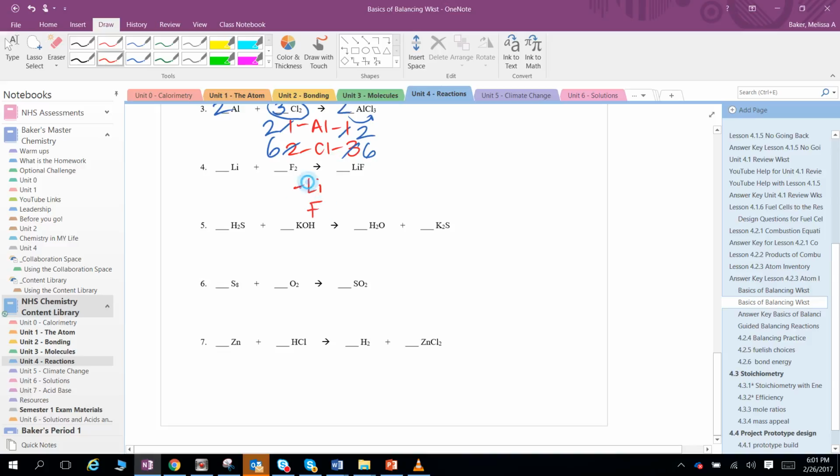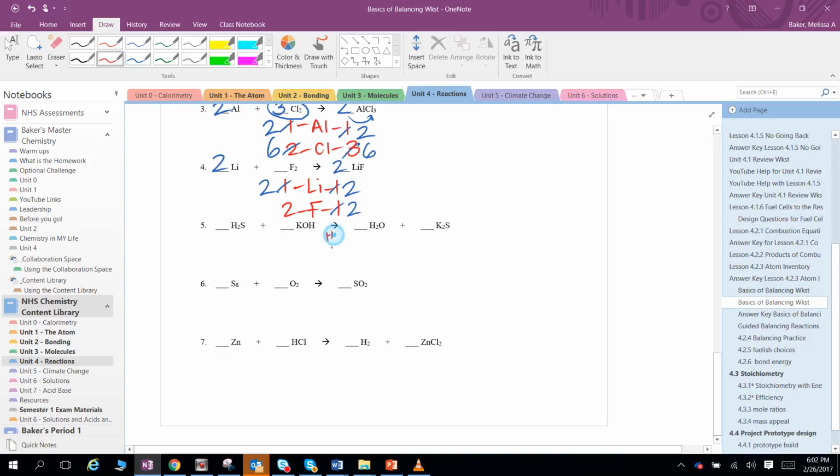Lithium and fluorine. 1 lithium on each side, but uh-oh, 2 fluorines on the left and only 1 on the right. We know what to do. Put a 2 in front of my fluorine, which messes up the lithium, but I can easily add a 2 in front of the lithium on the left side, and now I'm balanced.